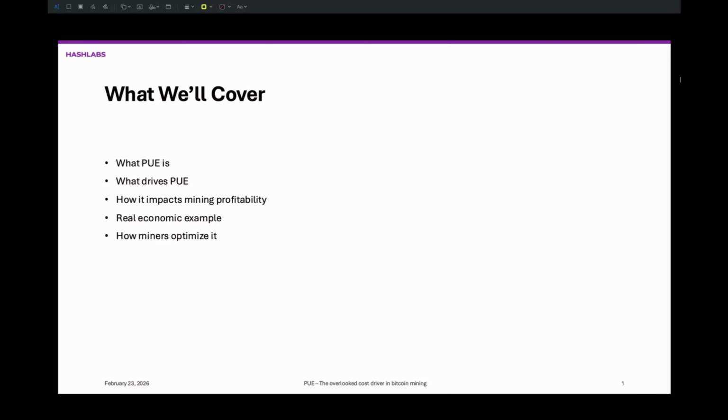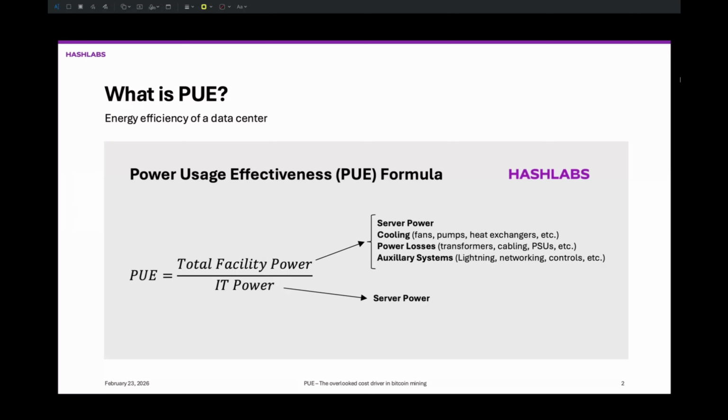will provide some economic examples of why it matters. We will first talk about what is power usage effectiveness. Then I will lay out the different drivers of power usage effectiveness. I will explain how it impacts mining profitability with a real economic example of that. And in the end, we will go through how miners can optimize the power usage effectiveness of their sites.